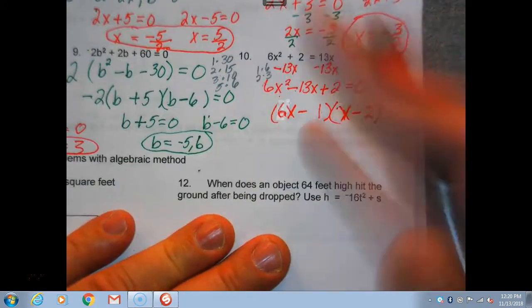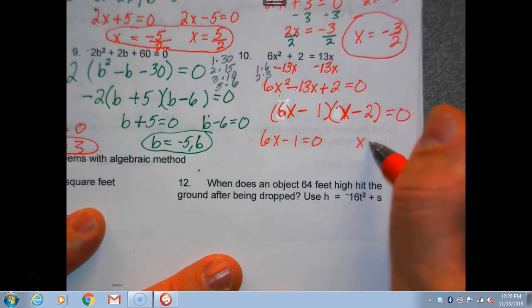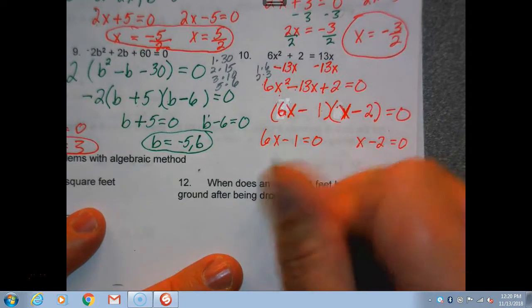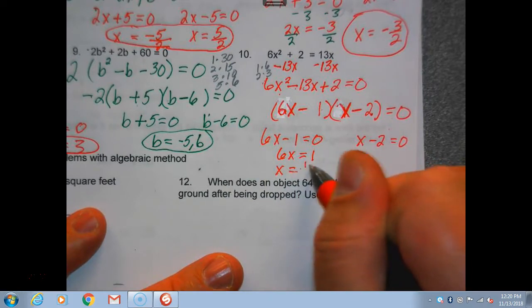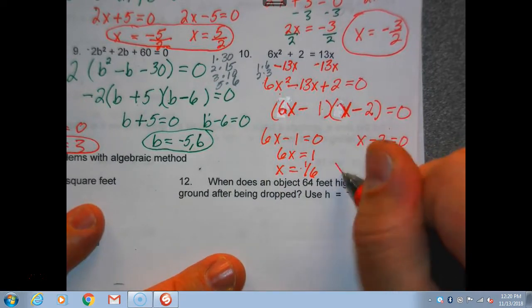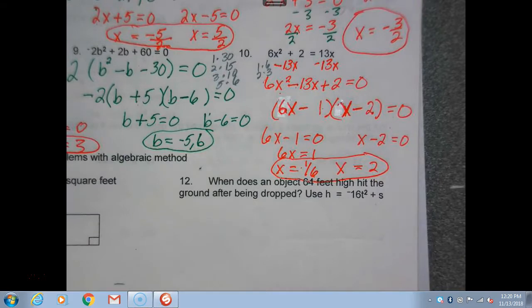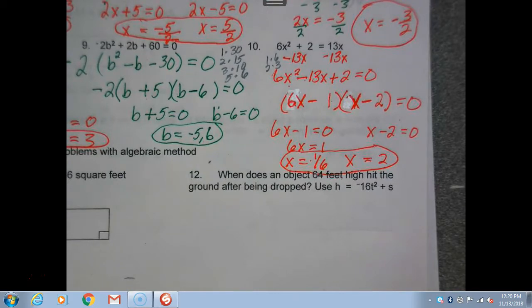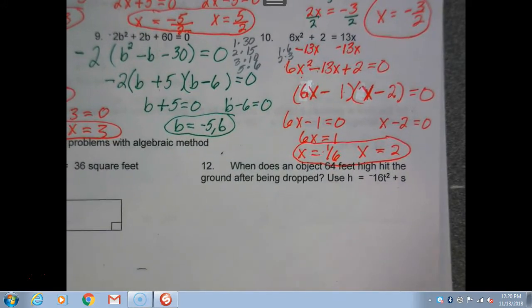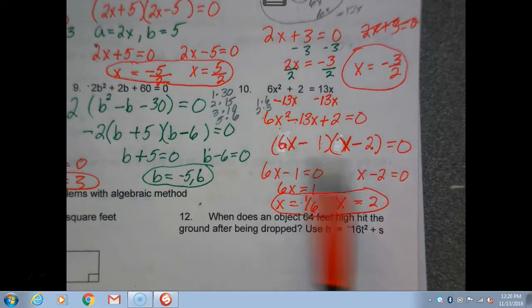Okay, set each one of those equal to 0. Add 1. Divide by 6. So x equals 1/6 and x equals 2. Okay, we can get these last two done. That's why they call it the guess and check, because sometimes it doesn't work.